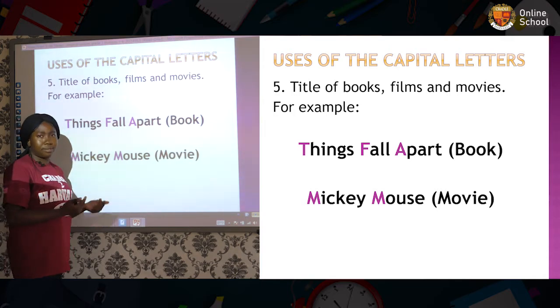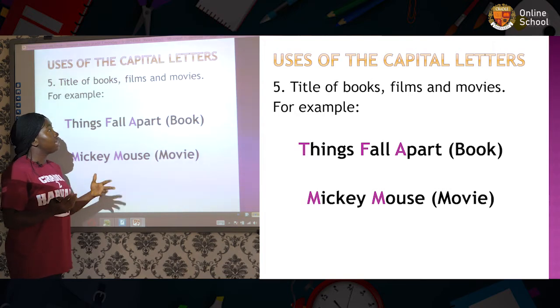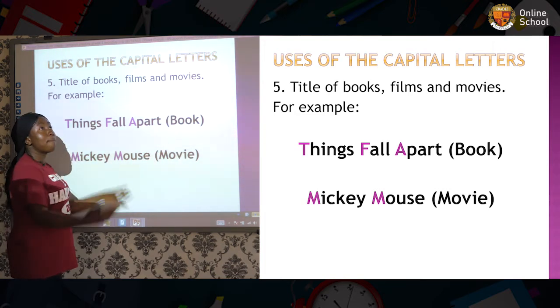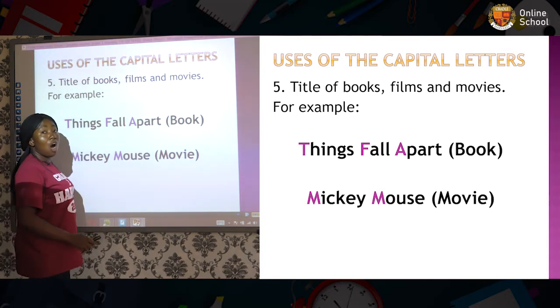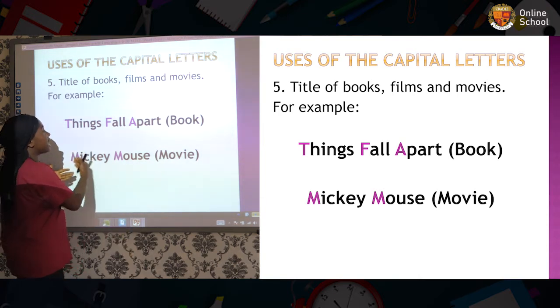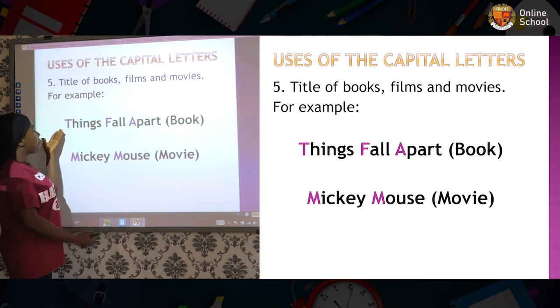In films, when you're watching a movie with daddy and mommy, and they want to write the name, for example Superman or Frozen, you will see it in what? In capital letters.